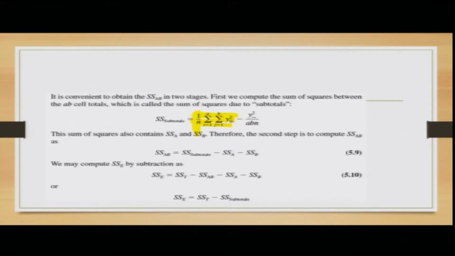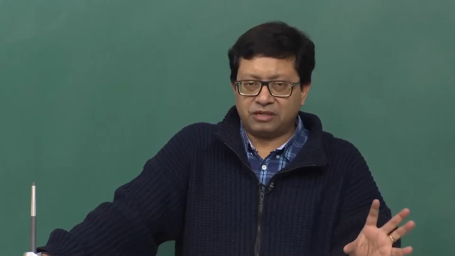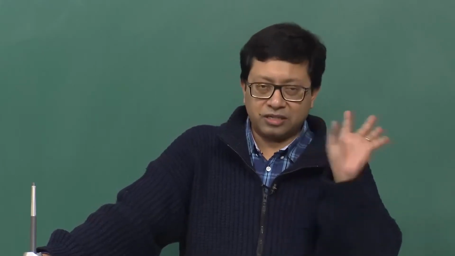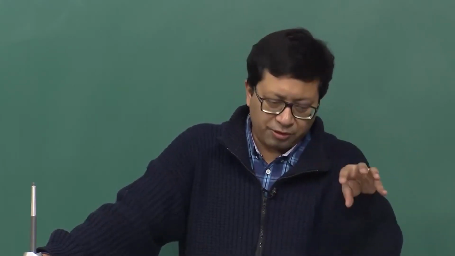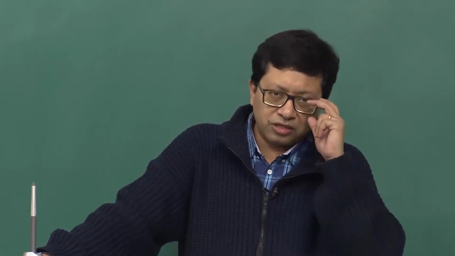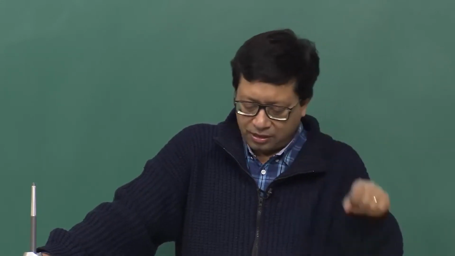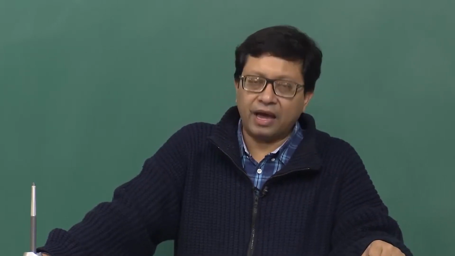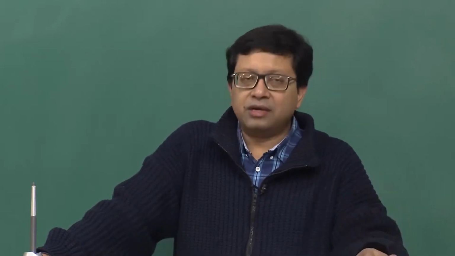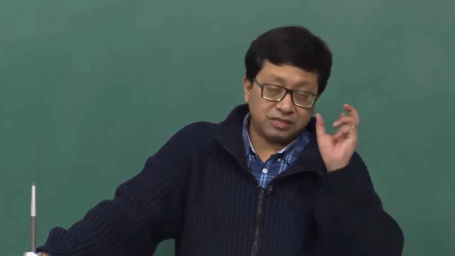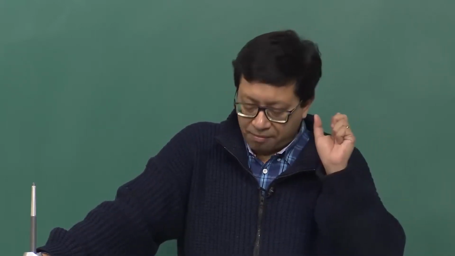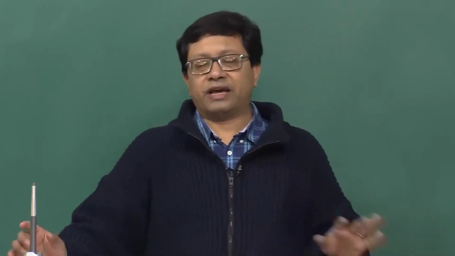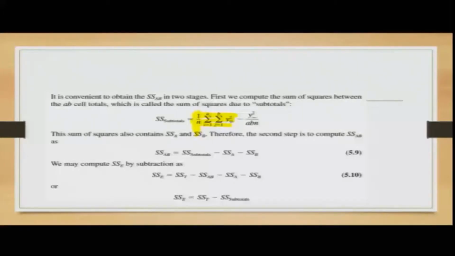This sum of the squares also contains the SSA and SSB. That means the SSAB is being taken in a much broader sense. If you look deep into the sum of the squares, you will have basically the values of a and b. Therefore, the second step is to compute SSAB. Now, what are these? SSAB would basically be the sum of the subtotals minus, so it is like this. I will try to explain.